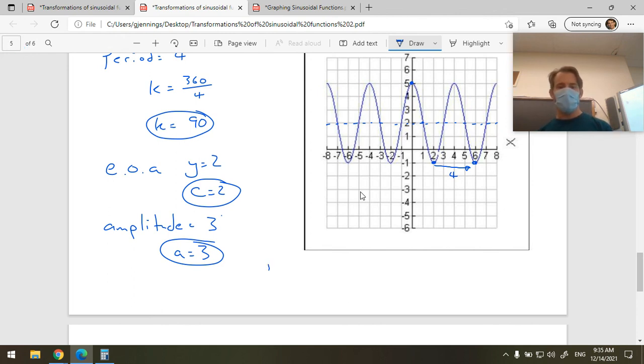So we're going to have f of x is equal to our vertical stretch, 3 times cosine of our k value, 90, multiplied by x, and then we're going to add c. You're going to add c plus 2. So now let's go ahead and graph that in Desmos and see if we're right. That's just putting together all of our transformations.